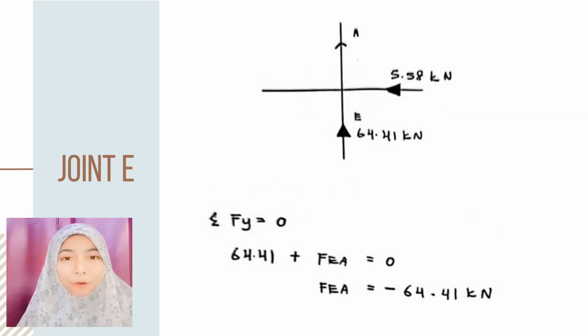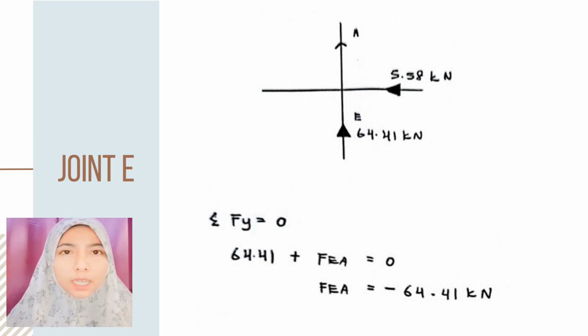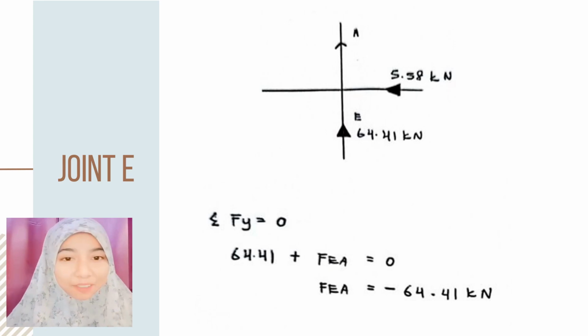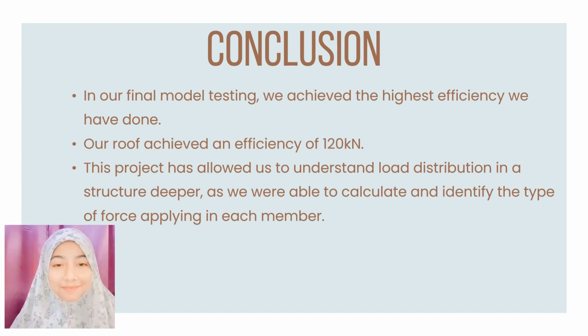For joint E, this shows the free body diagram for A and E, which is 5.58 kilonewton and 64.41 kilonewton. For the final answer, we took the value of FEA, and we got the answer negative 64.41 kilonewton.